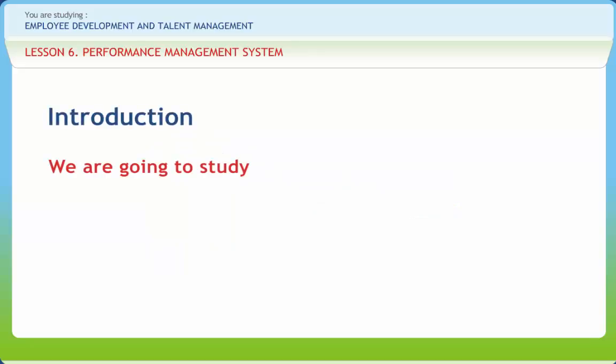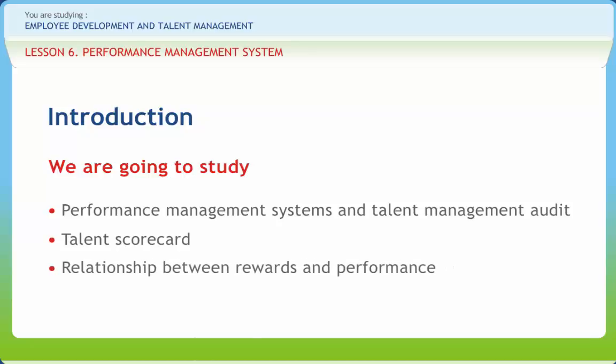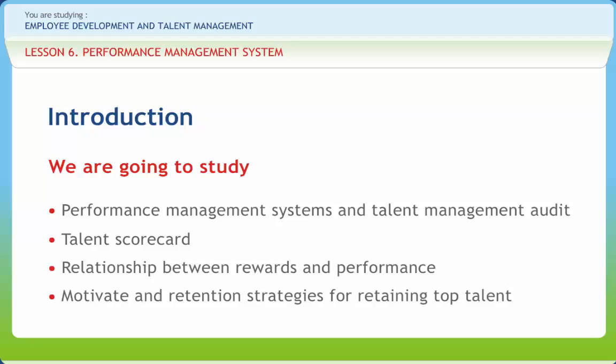We all know the goal of performance management is to assure that organizations link plans to strategic goals and business objectives, and make funding decisions in light of project or activity benefits and outcomes that support those goals and objectives. In this lesson, we will learn about performance management systems and talent management audit. We will discuss talent scorecard, relationship between rewards and performance, and motivation and retention strategies for retaining top talent.